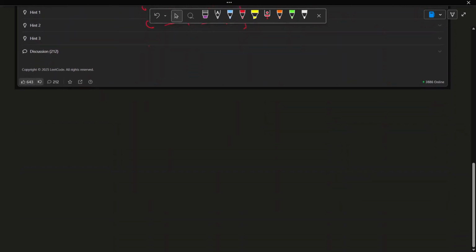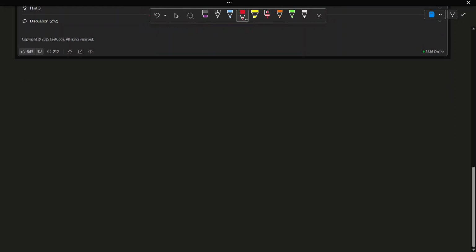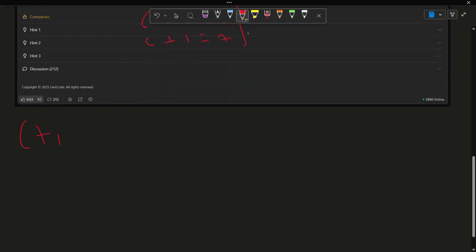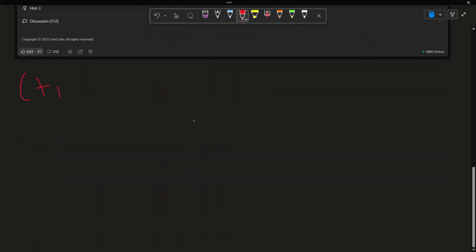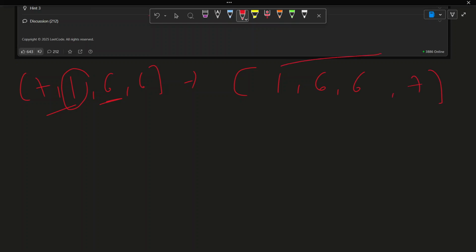After sorting, the array 7 1 6 6 becomes 1 6 6 and 7. We need to cover this case also, so we sort the array in ascending order, which means smaller to bigger. Now if we consider this case again, it is also covered.